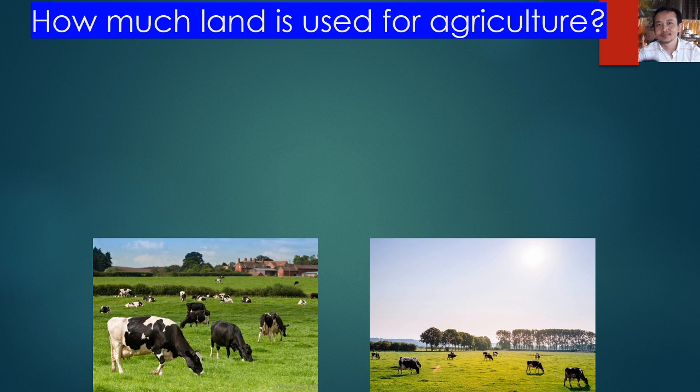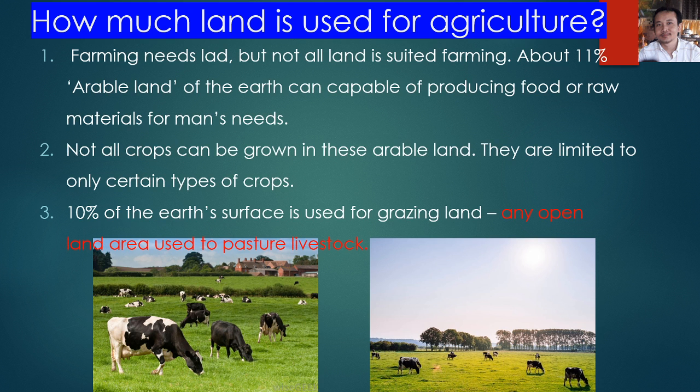How much land is used for agriculture? About this question, farming needs land, but not all land is suited to farming. About 11% of the Earth's land is capable of producing fruits or raw material for man's needs.